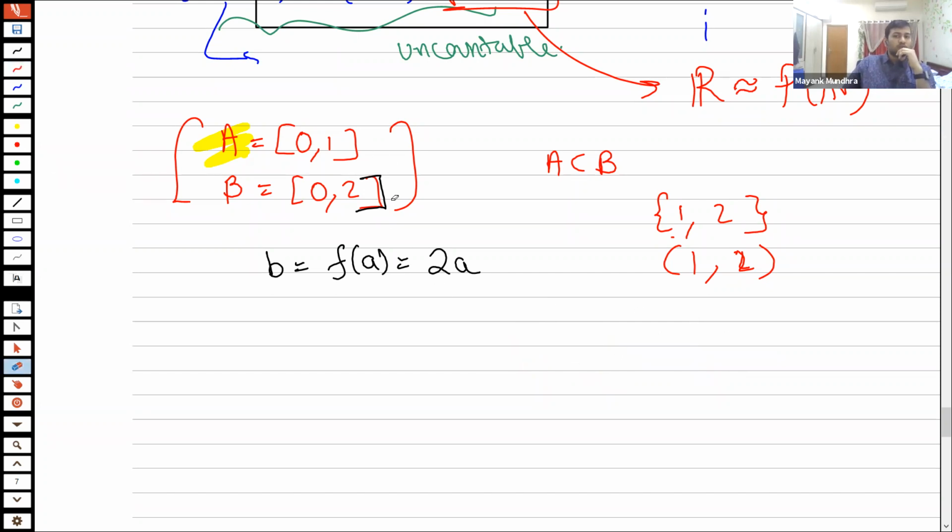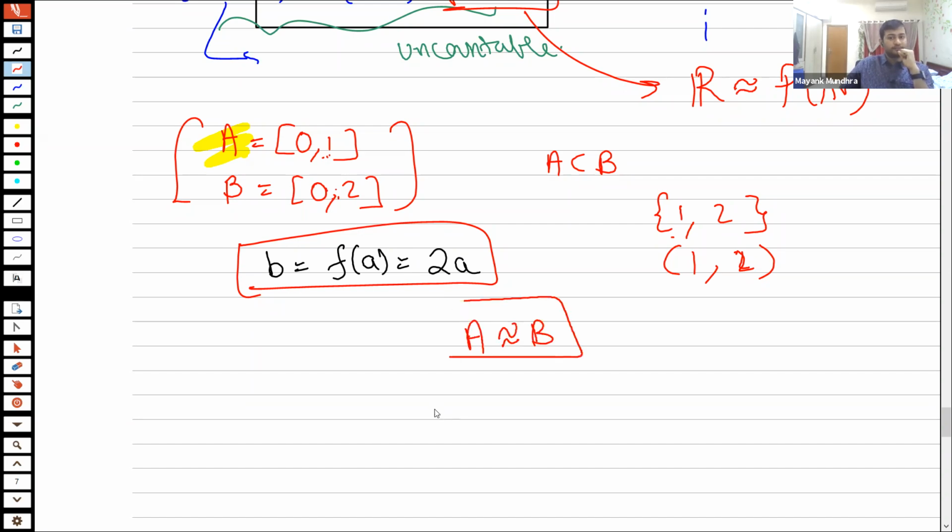So yeah, here, if you can construct a function f, b equals 2a, then you have constructed a one-to-one onto mapping from here to here. So what you have is that the set A has the same cardinality as the set B. Okay, so set A and B, they have the same cardinality.